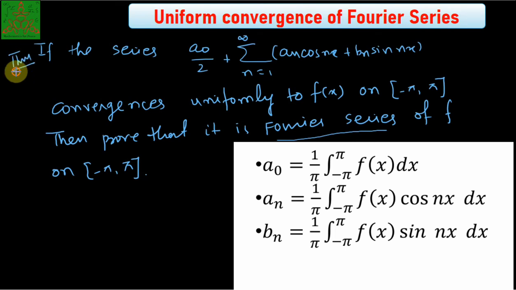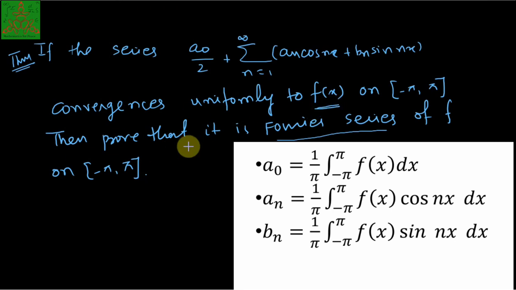This is the theorem which tells you that if this series is uniformly convergent to this f of x, then we can prove that this series is nothing but the Fourier series. That means A0 is this, An is this, and Bn is this. Here there is one more word used: we have used the uniformly convergent series. We can say a series is convergent if its partial sum is convergent, but that is about numbers. Here it is a function.